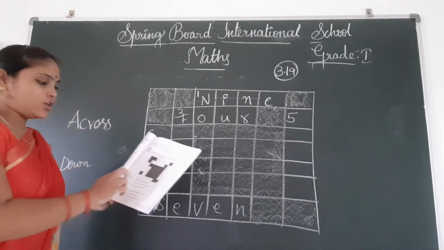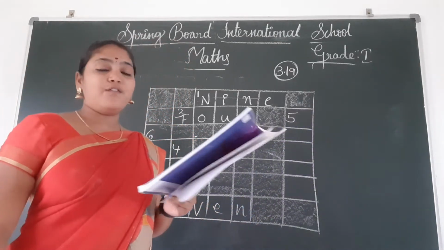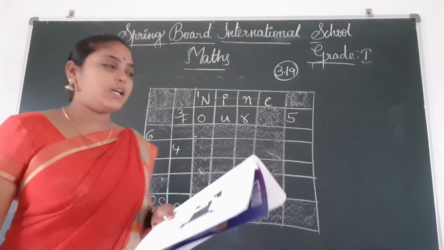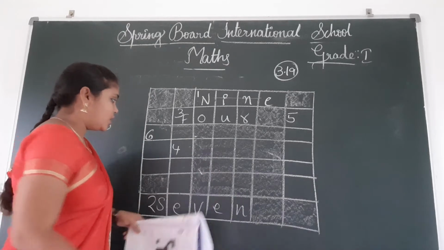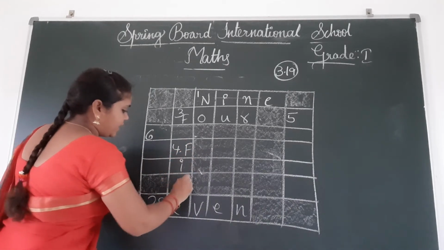So here the across is completed. Now go to the down. What comes in between 4 and 6? Which number comes between 4 and 6, children? 5. So here F, I, V, E.